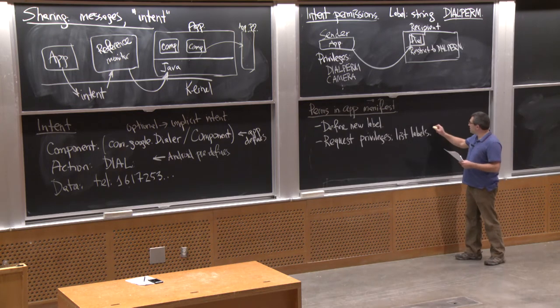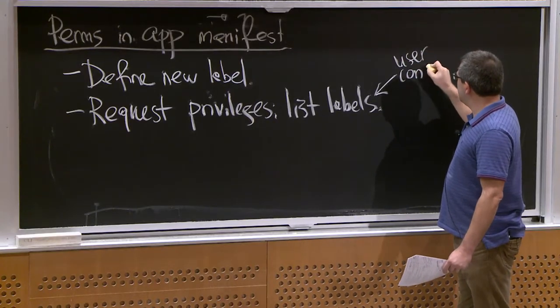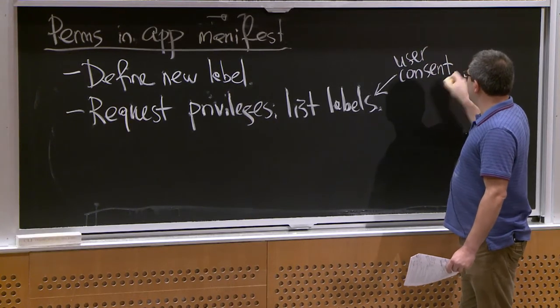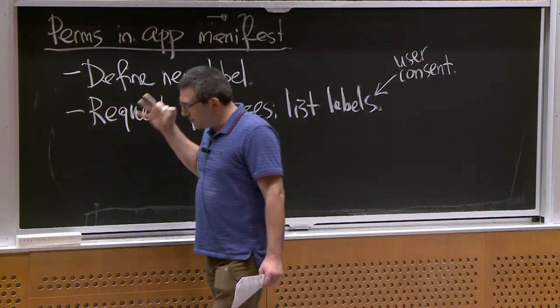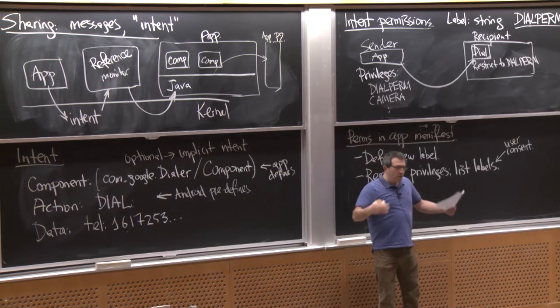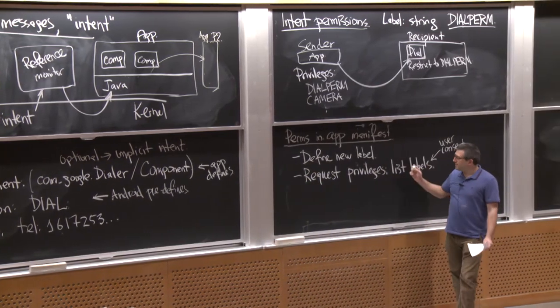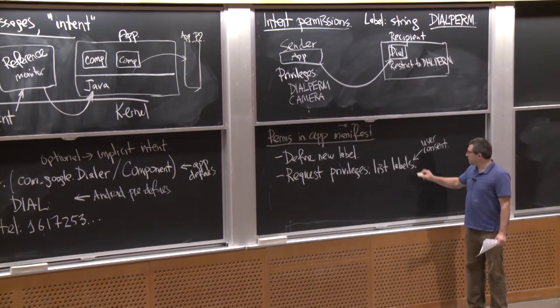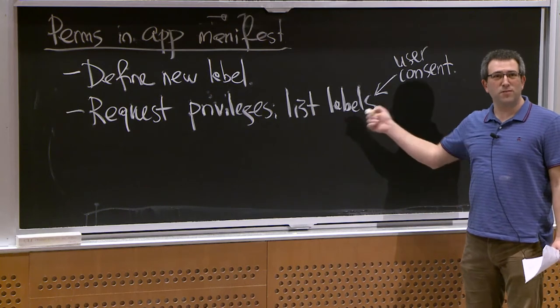So in some ways, this is where this whole user consent comes in, that the paper makes a big deal about. So when a user installs an application, at least originally, and we'll talk about some details later, when you install an application on Android, your phone is going to look at the manifest of that application and tell you that, look, this app is asking for this set of labels, these privileges.